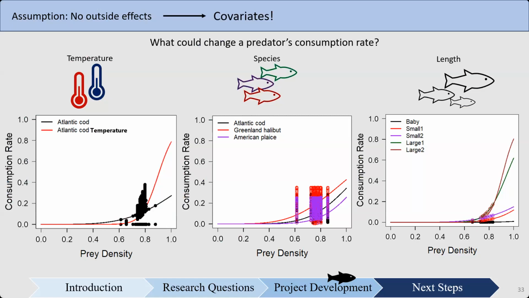With species, we don't see as much of a difference in the functional response. Could be due to the data that we have right now. But there still is a difference, so it's interesting to look at. And then the last thing, when we're looking at length, we see that these top two length bins, the brown and the green, actually consume much more capelin at higher prey densities than the smaller length bins that are the ones on the bottom.